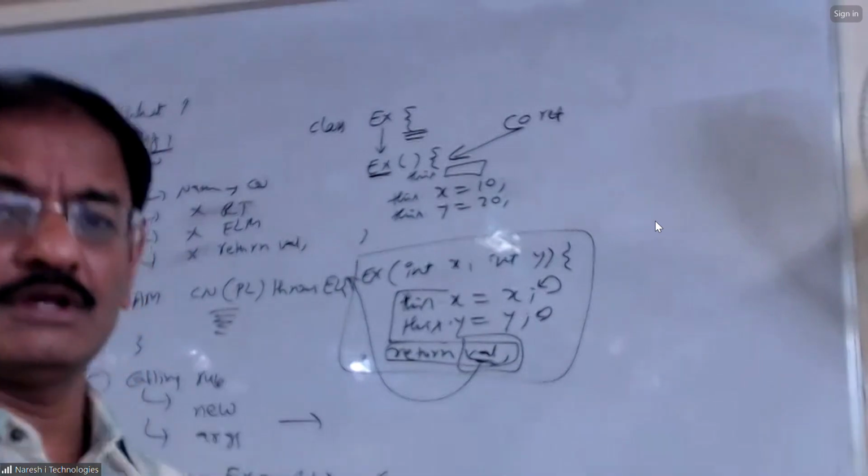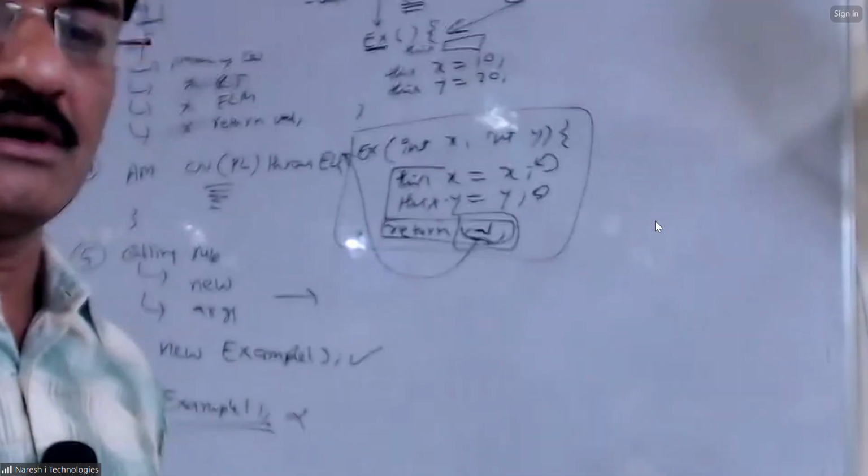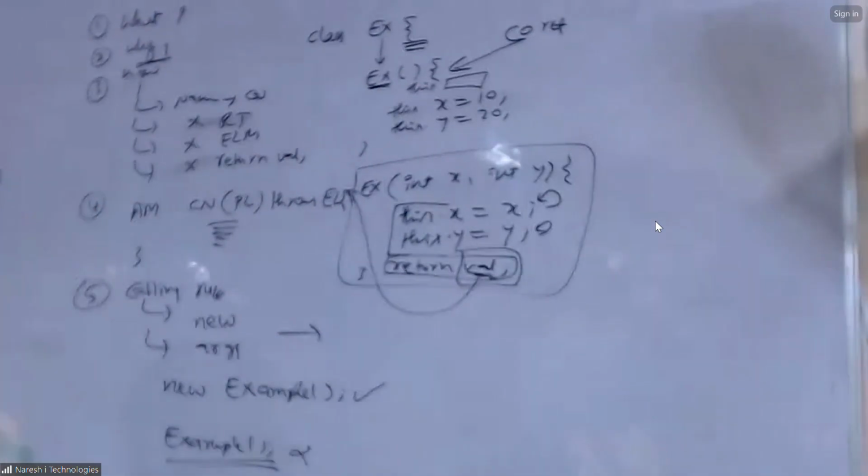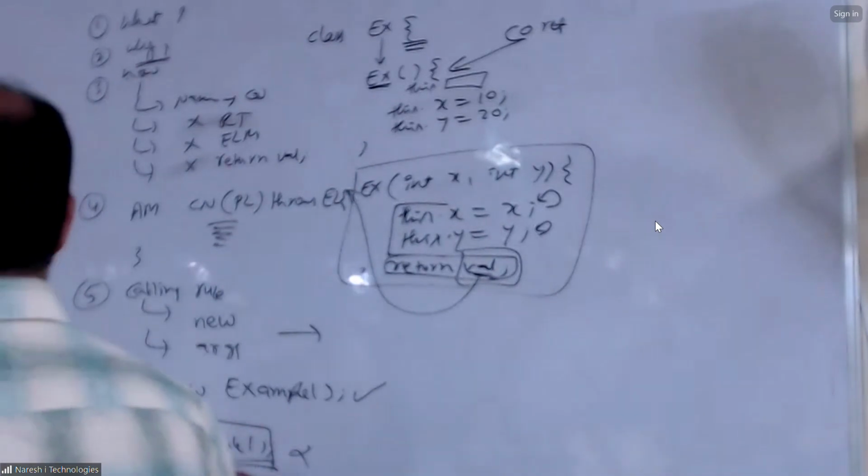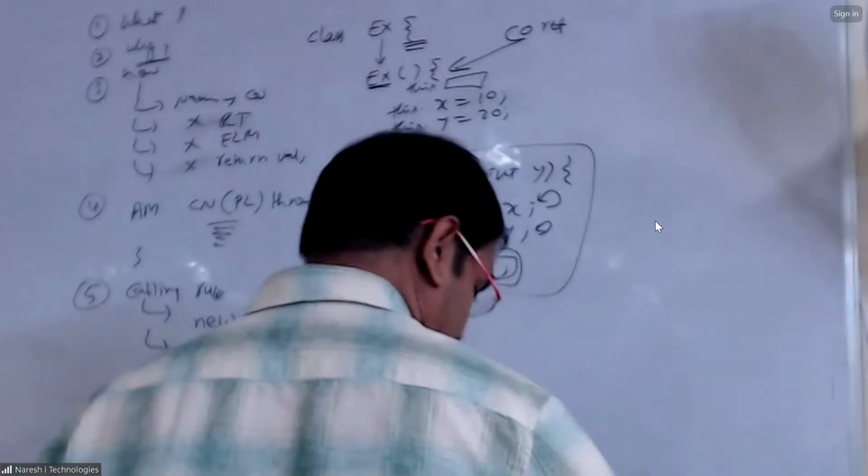So totally, what are the rules? For example, I should write new Example parenthesis. You cannot write Example parenthesis directly. Like a method, you cannot place a constructor call. If you write Example parenthesis semicolon, the compiler will throw an error because it considers it a method call, and with this name Example there is no method.